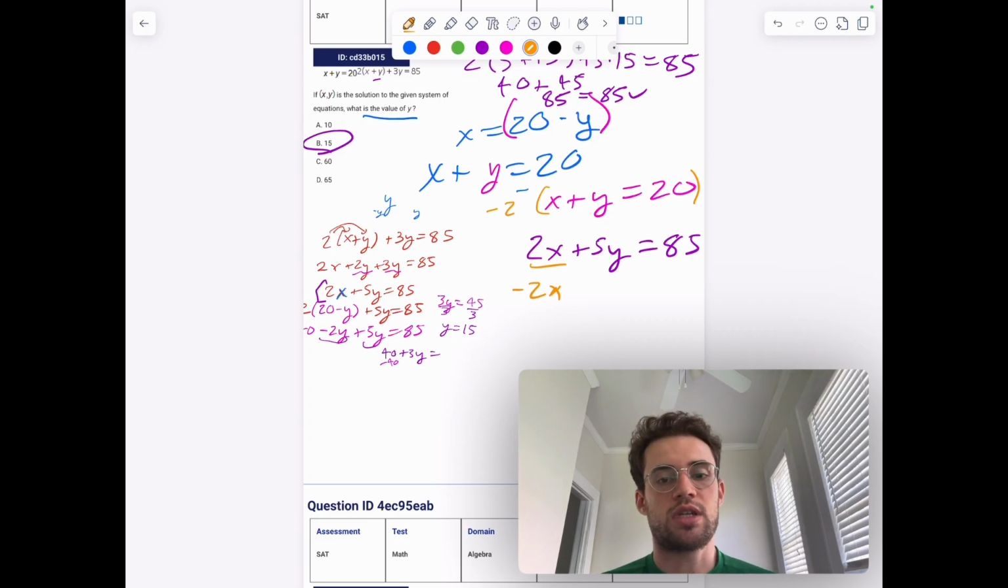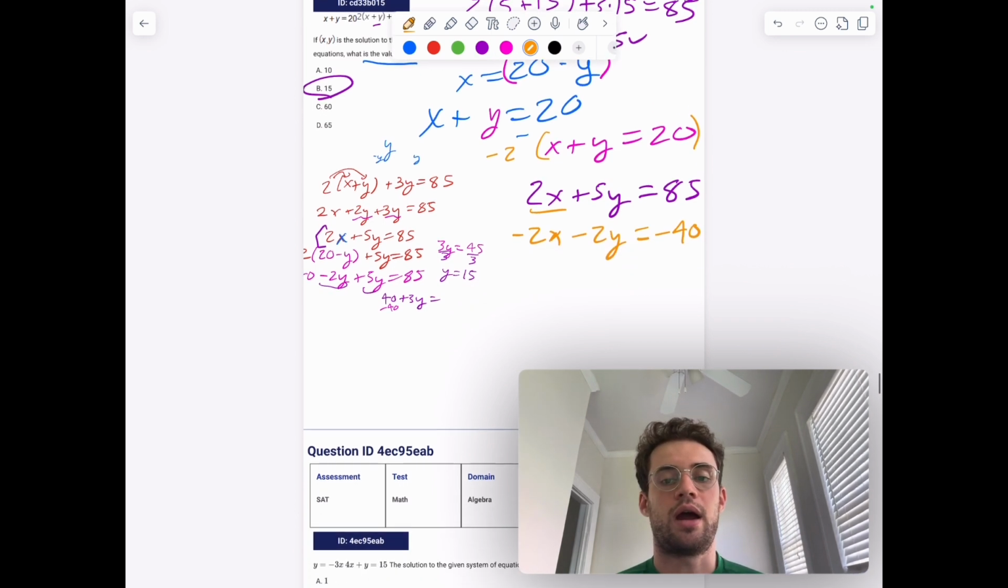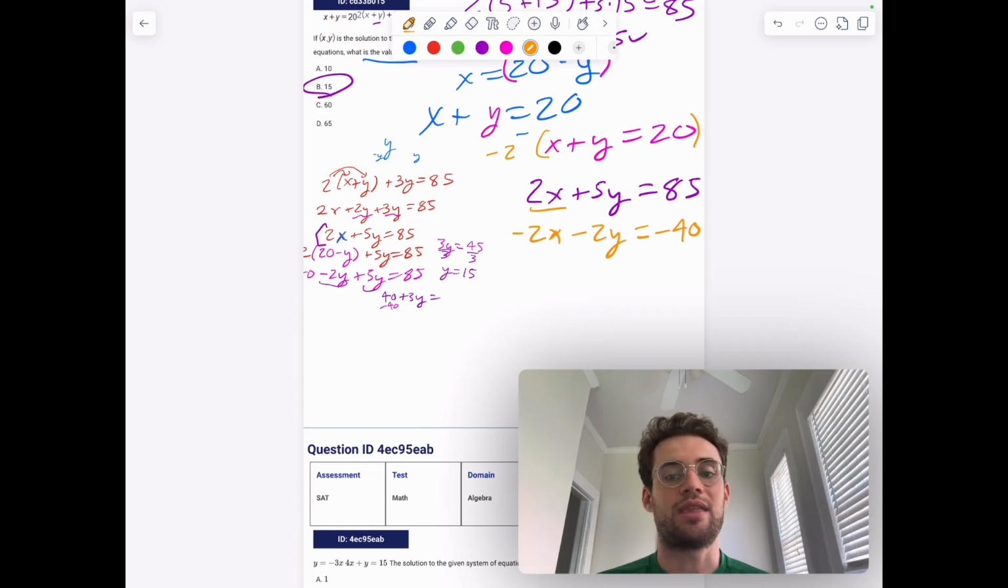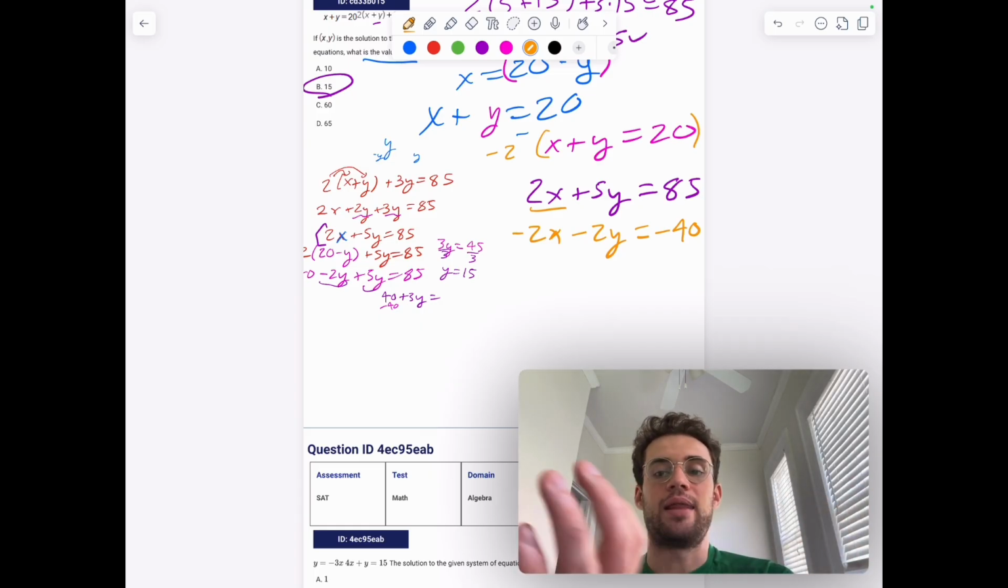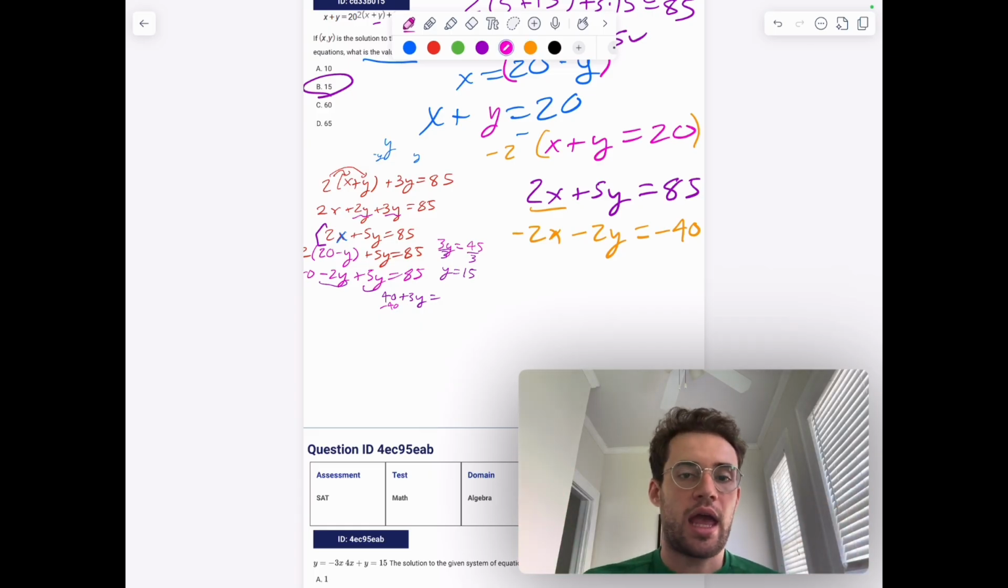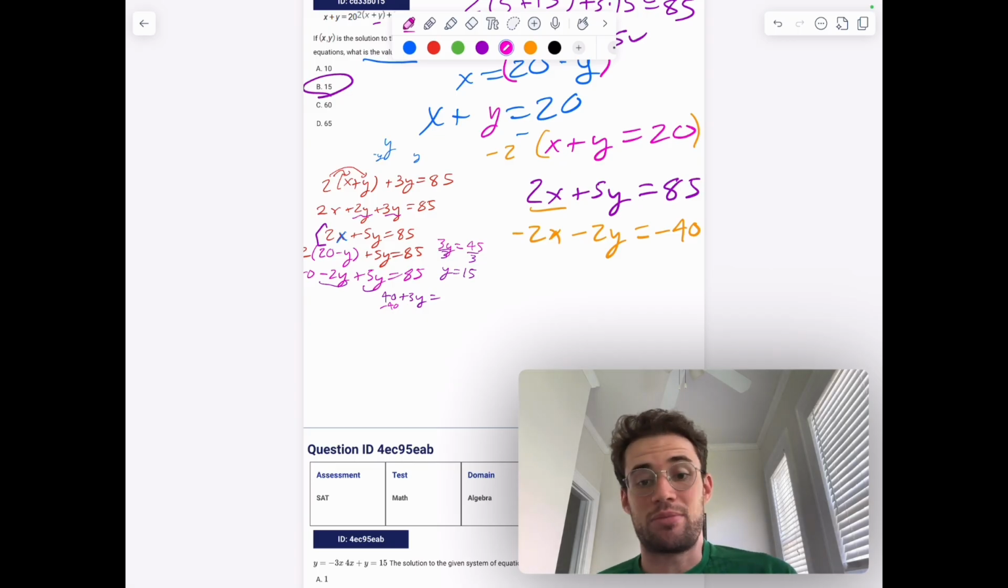So negative 2 times x is negative 2x. Negative 2 times positive y is negative 2y. And then negative 2 times 20 will be negative 40. Right, now we can just add the two equations. So add the left side of each equation and then add the right side of each equation. And since they're equivalent, right, you're adding the same thing to both sides.